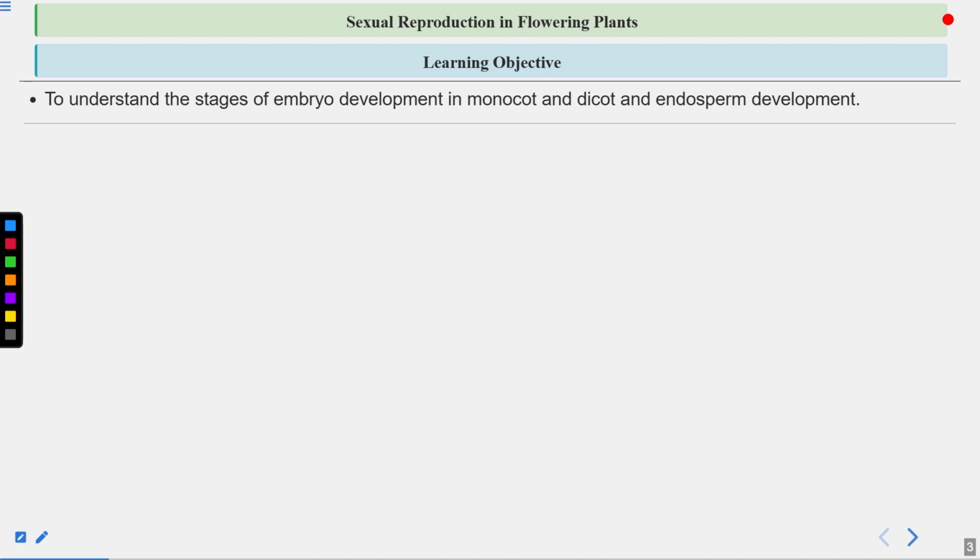So, this is the learning objective of today's lecture: to understand the stages of embryo development in monocot and dicot and also endosperm development. So we are going to study the development of the embryo and the development of the endosperm in the case of monocot as well as in the case of dicot plants. So this is the learning objective.